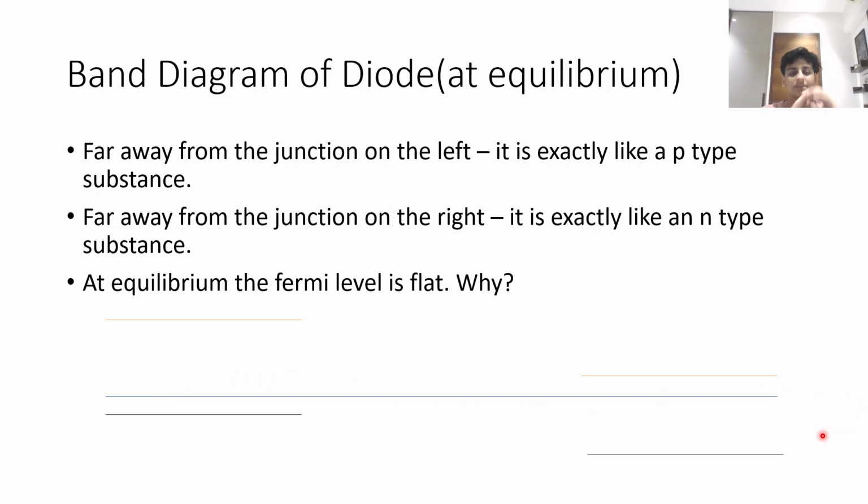So this is something that we can know about the band diagram, which is that at the extreme left, it's exactly like a p-type, so we draw it like this. At the extreme right, it's exactly like an n-type, so we draw it like this. And the Fermi level is flat throughout. Cool. So let's move on.